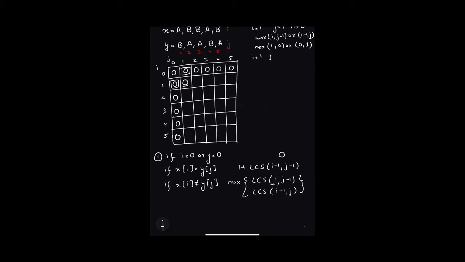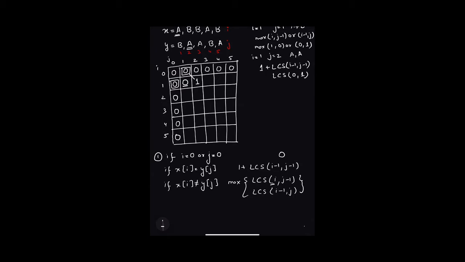Then let us consider j equals 2. Now you can see that my a matches with my a. See, i equals a and j equals a. It matches. So the formula says, take the value of LCS(i minus 1, j minus 1) and add 1 to it. So this becomes LCS of (0, 1). So over here you can see that (0, 1) is this element. I'm going to add 1 to it. So this becomes 1.